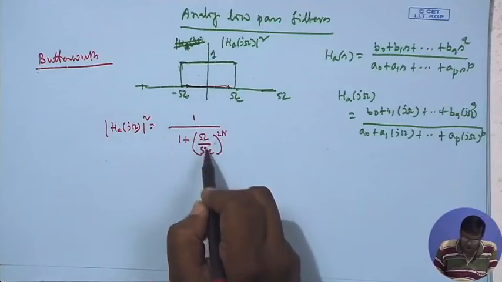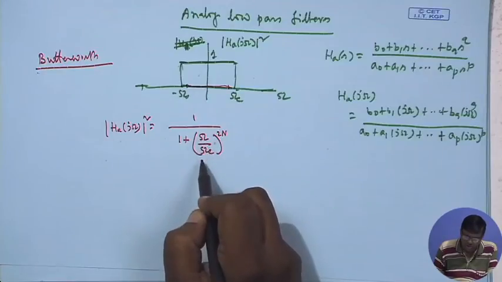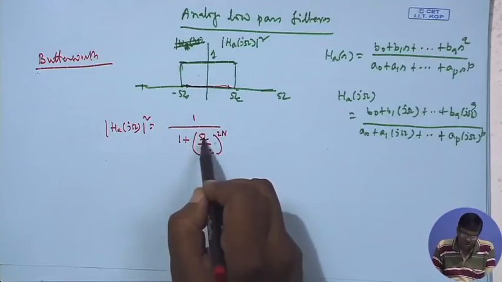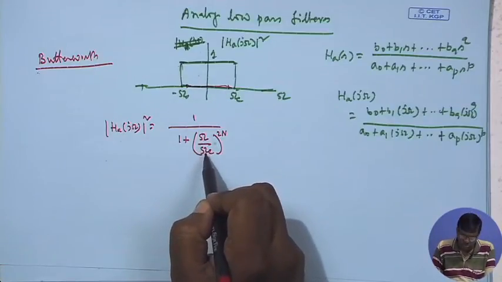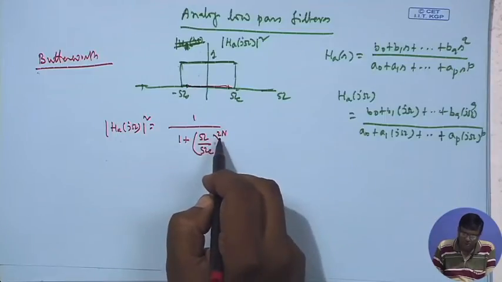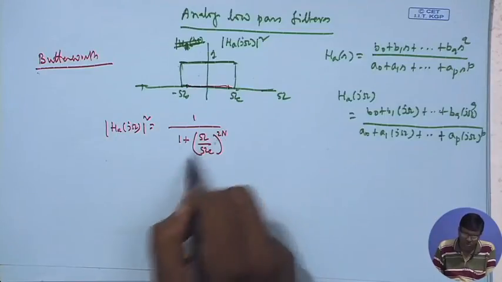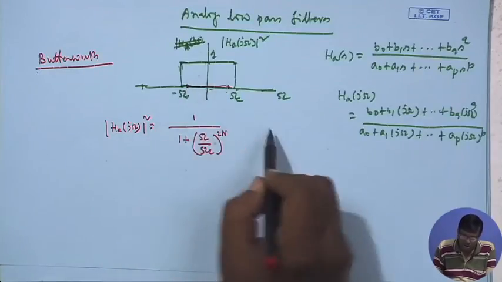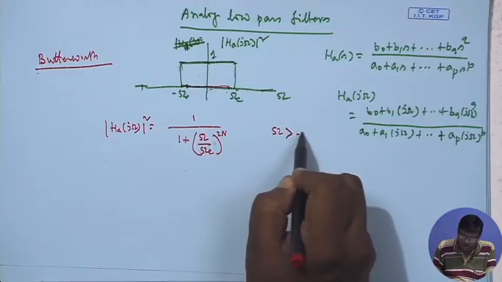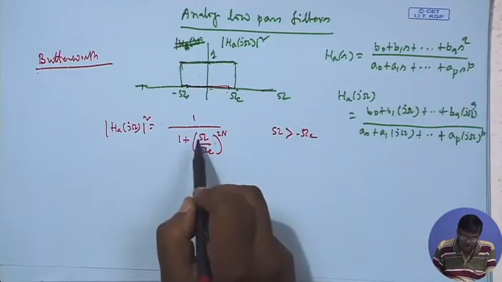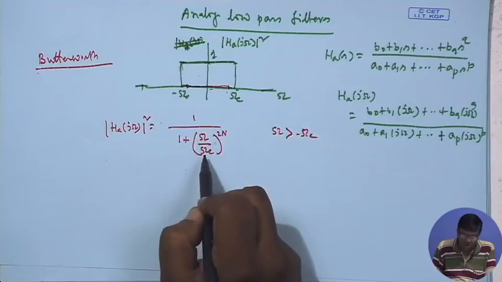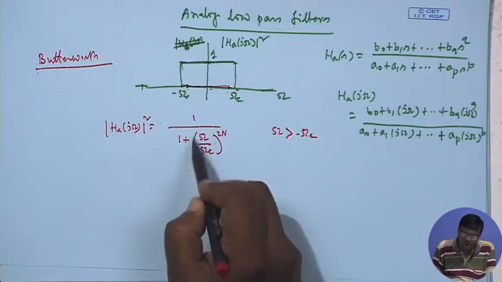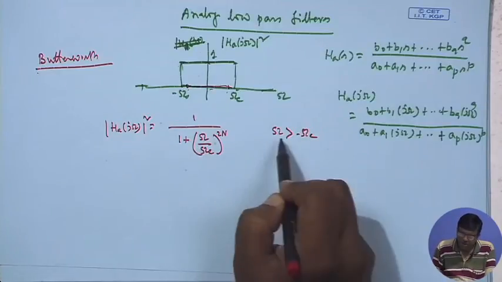On the other hand, if omega crosses omega c... if omega is less than omega c, we know its value is less than 1. I repeat it. That raised to the power 2n will be much less than 1, so you can ignore that as compared to 1. So, 1 by 1, 1 this side. On this side, if omega is greater than minus omega c, omega is negative, so this ratio will be negative, but its magnitude will be less than 1.